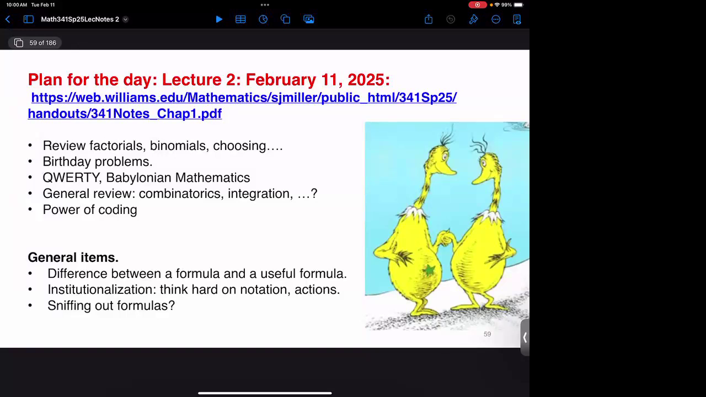So I believe in the book, we talk about how you would sniff out the product rule without actually proving it. Just why is something like this reasonable? And I believe the book also talks a little bit about how to sniff out the rule for what is the probability of A union B in terms of other events, in terms of simpler events.